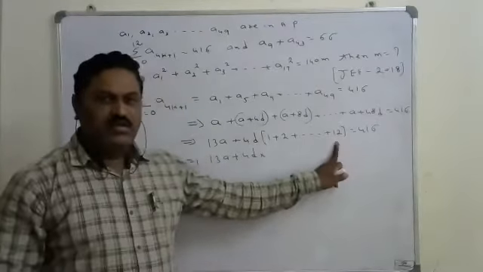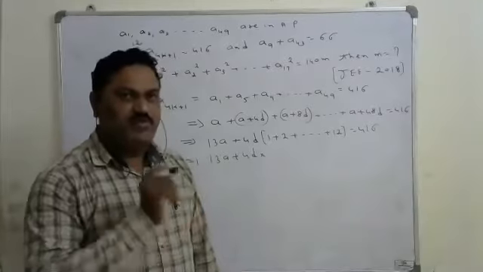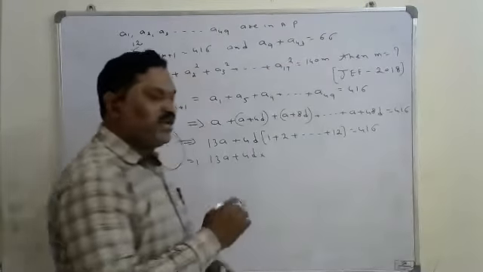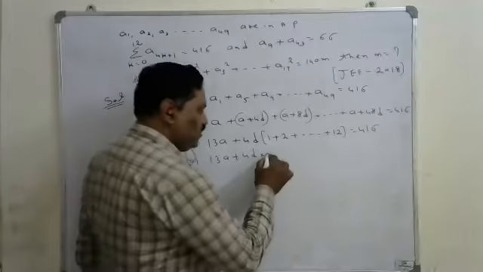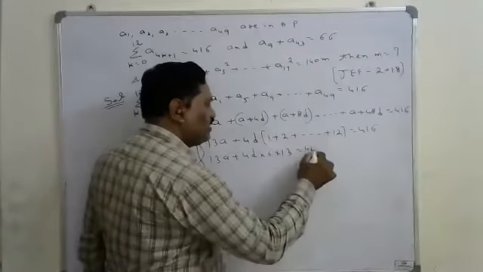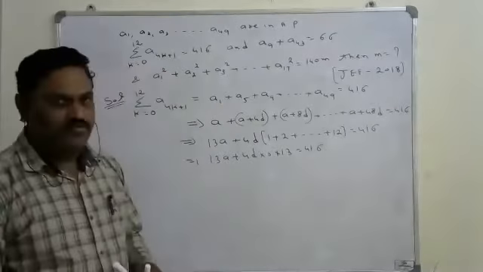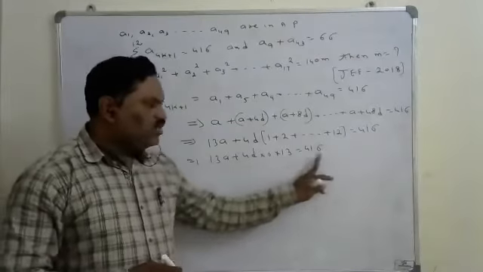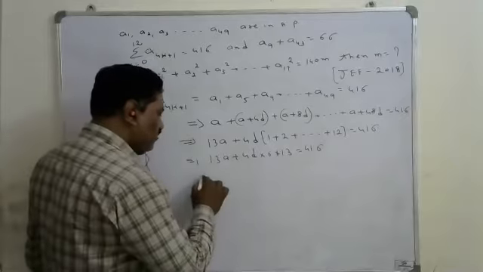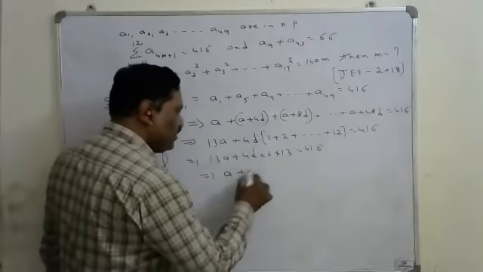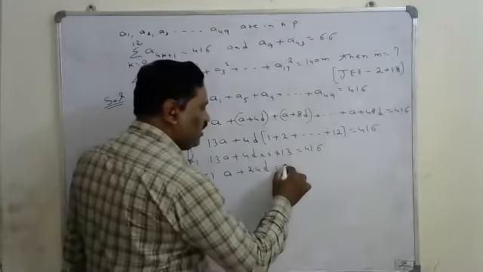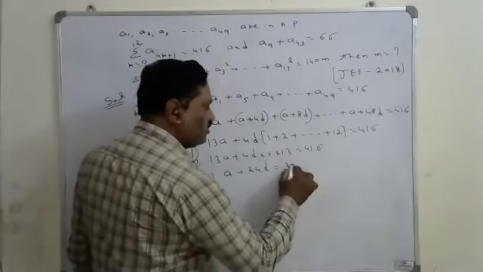Now it is 13A plus 4D into the sum of the first 12 natural numbers. The formula is N into N plus 1 by 2, that is 12 into 13 by 2. 12 by 2 means 6, so 6 into 13 is equal to 416. Now I can divide both sides by 13, then we get A plus 6 fours are 24D is equal to 13 times 3 is 39, remaining 26, 13 twos are 26, so 32.